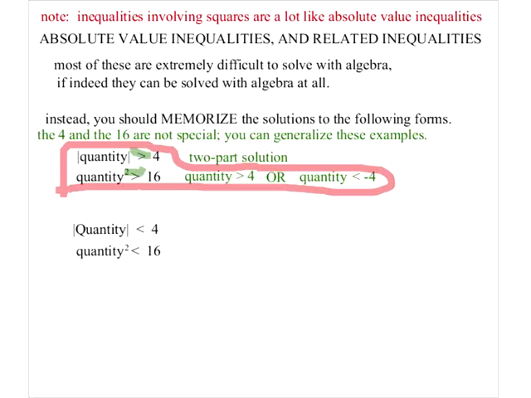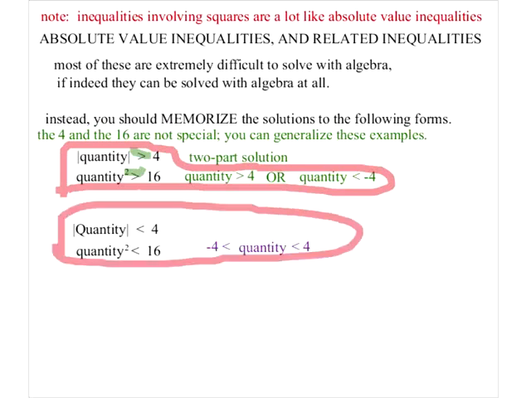In this case, quantity, it's not a two-part solution anymore. It's going to be stuck between a negative value on the one end and a positive value on the other end. Notice that in the case of the 16, it's a square root of whatever this quantity is because this is squared, but it's the same solution. Either one of those two inequalities is identical.